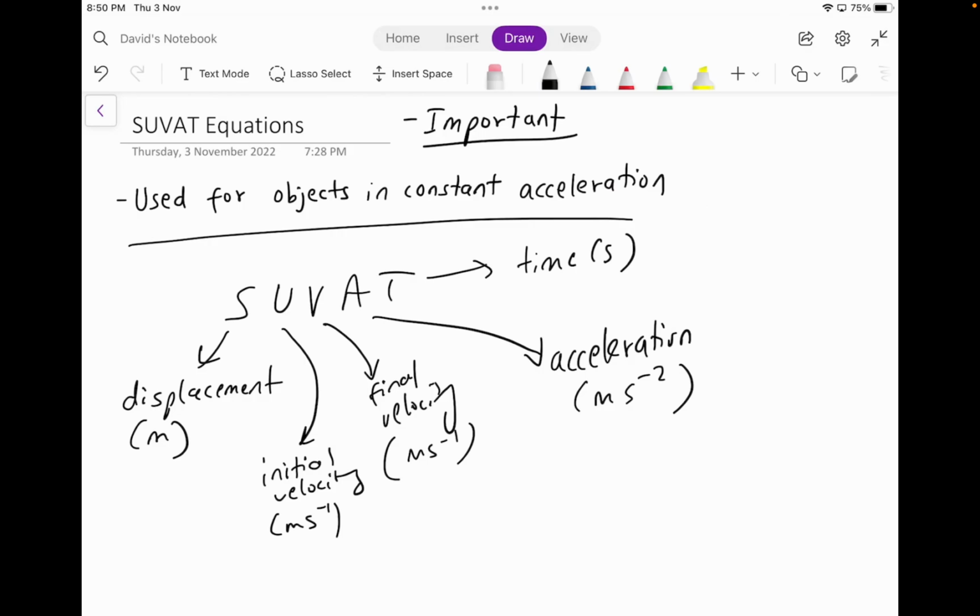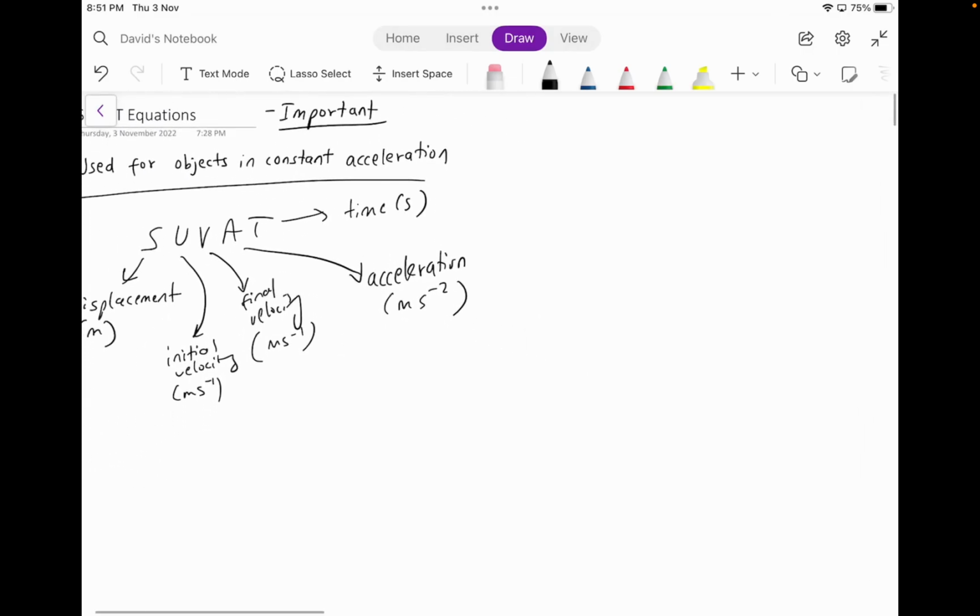Do remember that all of these values have to have the same, let's say, units, so it has to be meters for displacement, meters per second for both initial and final velocity, acceleration has to be meters per second squared, and time has to be in seconds. Now let's move on to the other most important part of what SUVAT equations are, which is the part where you have to understand how to derive the equations.